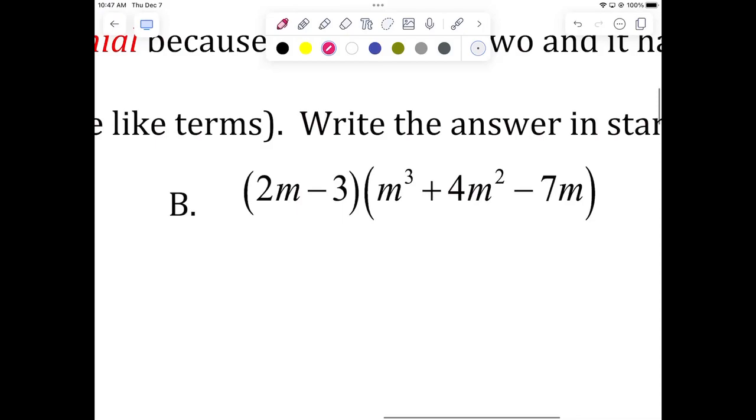All right, here's a 2 by 3. We have a 2 by 3 term, dude. Does FOIL work here? No. Does Saran wrap work here?